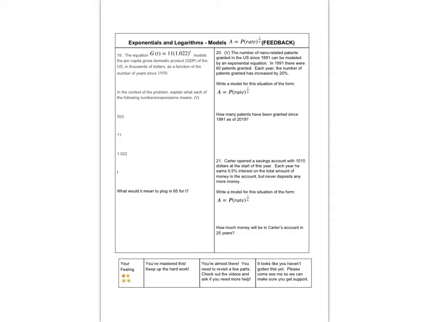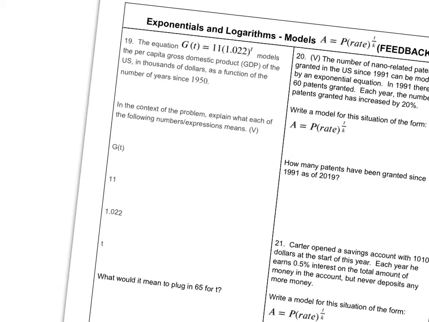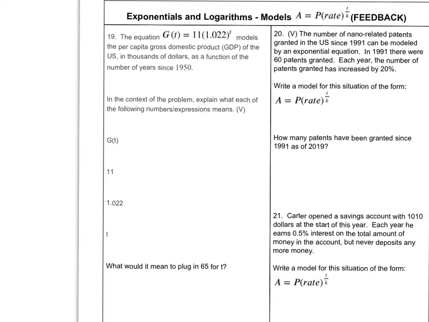And then finally, we're in our new section, which is exponential log models. The first part's asking us to do some interpretation. That means that you're going to have to figure out what these numbers mean in the context of the problem. This is talking about the per capita gross domestic product of the U.S. in thousands of dollars as a function of years since 1950.